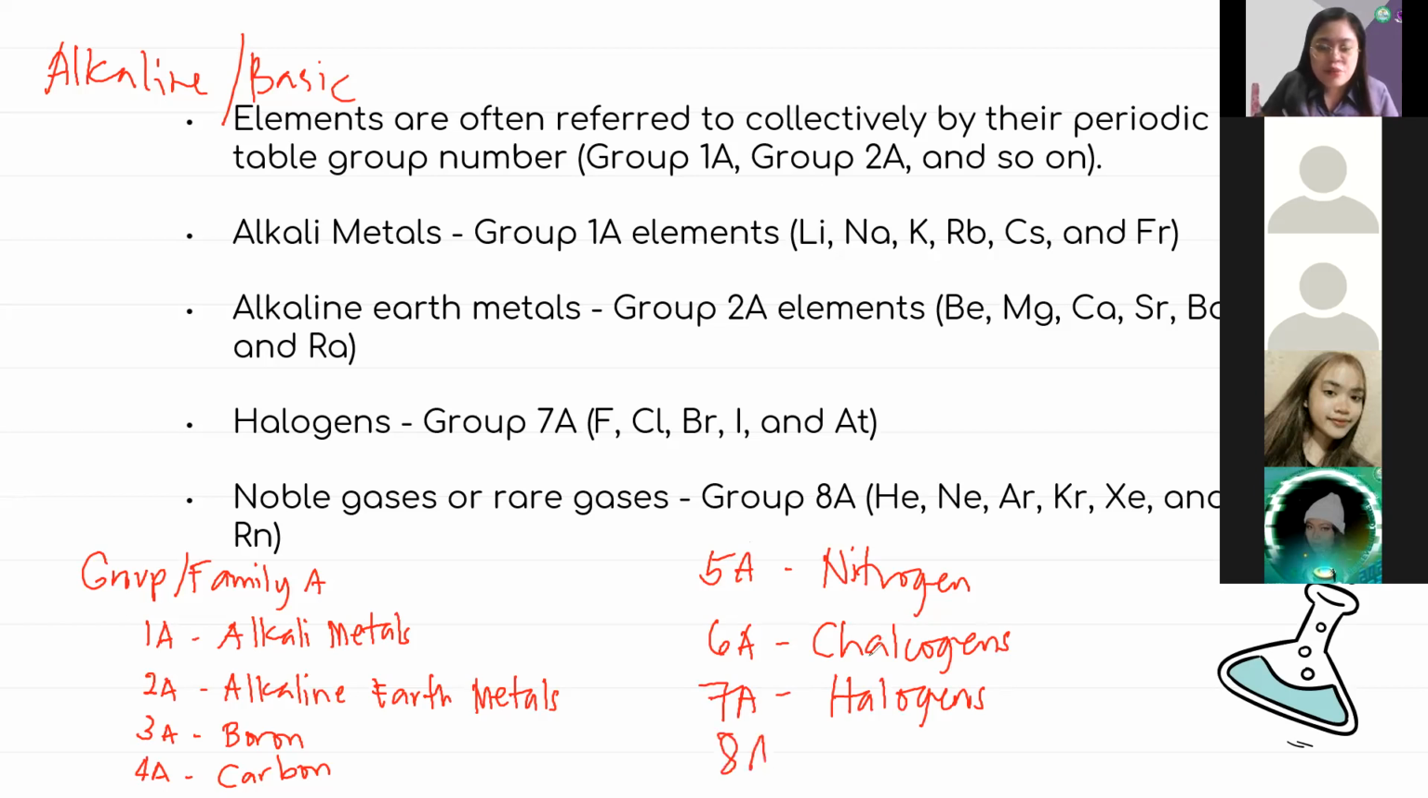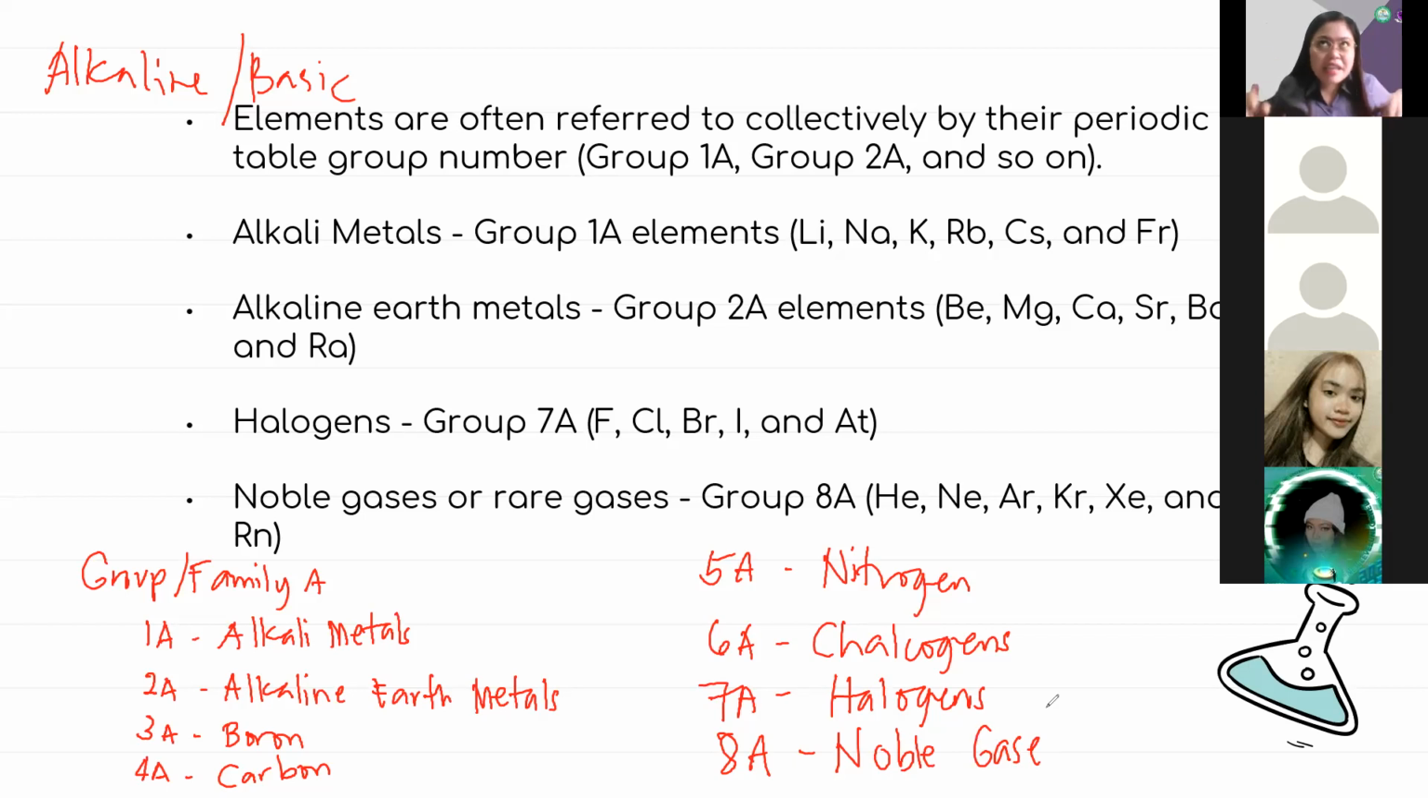Mag-ask kayo ng question if wala kayong naintindihan dyan, ha? And then 8A class, we call them our noble gases. So we have helium, argon, neon, krypton, xenon, and even radon. They are noble gases or rare gases. So we call them noble because they don't react with other elements. They are stable. They have completed the octet rule, so they don't need other elements. They don't form compounds. So mostly the family A or the group A, yan yung may mga pangalan.